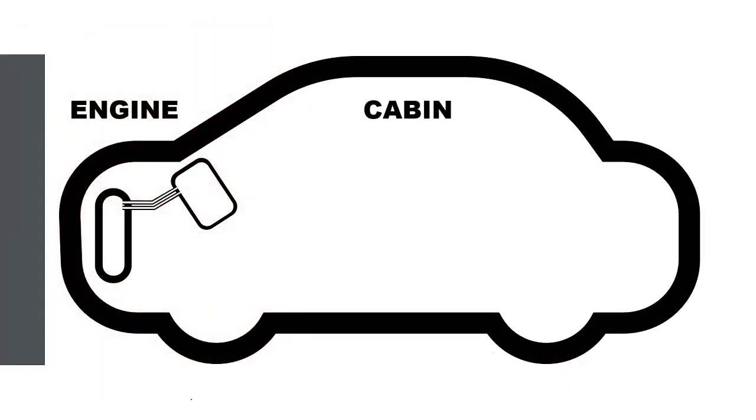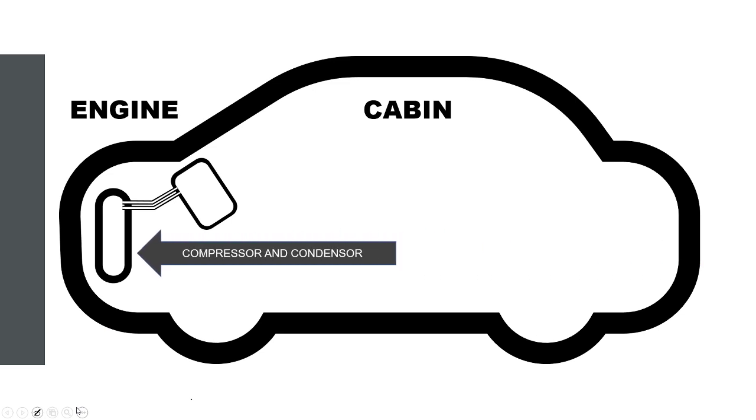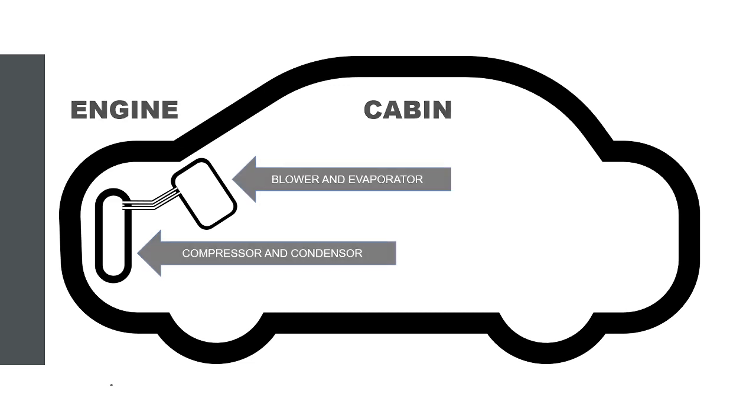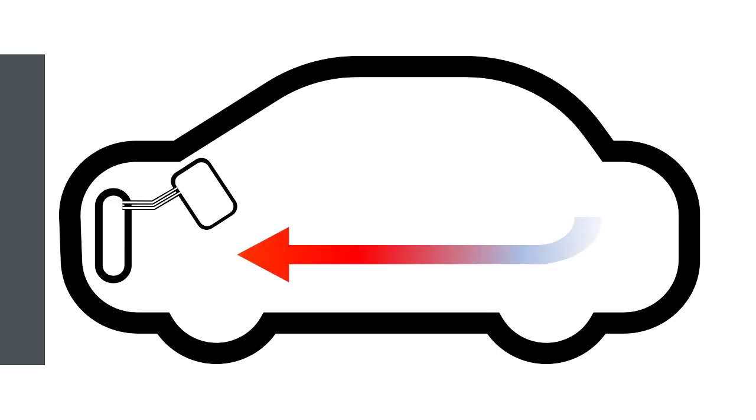This is the diagram of a car. At the front of the car, in the engine compartment, is the compressor and condenser. The compressor compresses the gaseous refrigerant into liquid, and the liquid refrigerant will flow through the condenser before flowing back to the blower unit in the cabin through the evaporator. The blower unit will suck air from the cabin, and the air will go through the evaporator where it will be cooled before it flows out of the aircon vent in the front of the car.